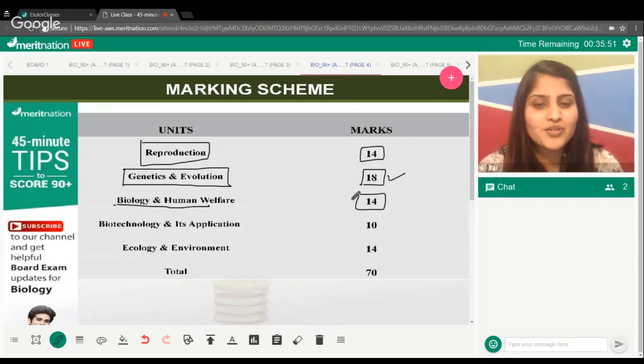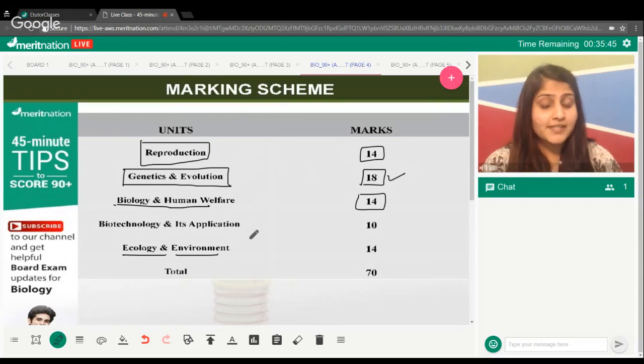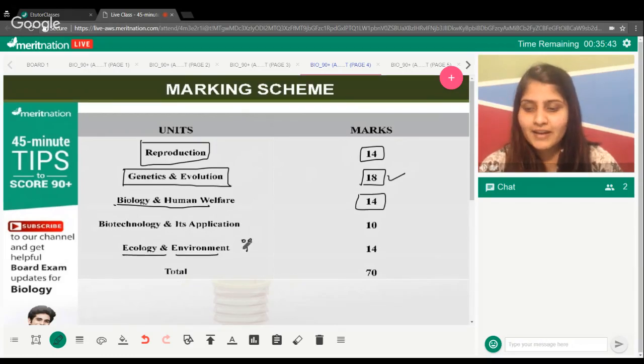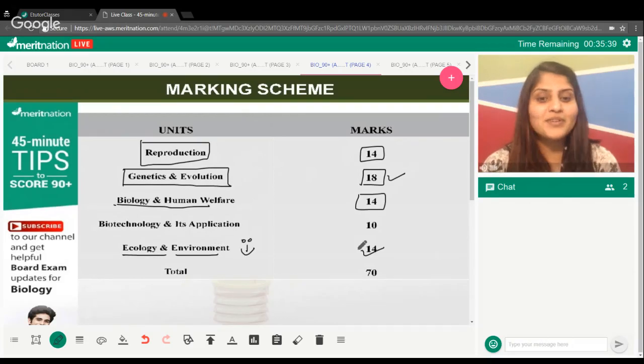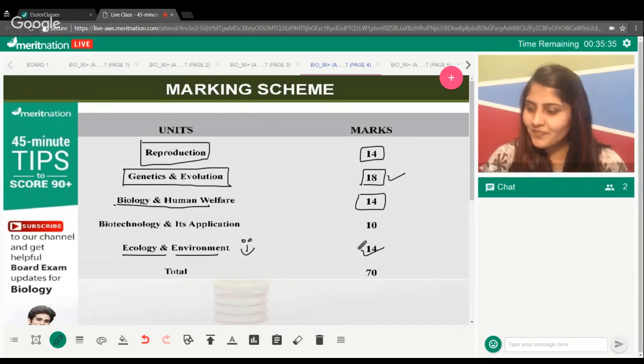Then coming on to another same type of chapter is your ecology and environment, and this is an easy chapter of your particular syllabus. This comes in a goodie bag. Okay, 14 marks is a deal in here, because you do get marks in this particular chapter very easily.